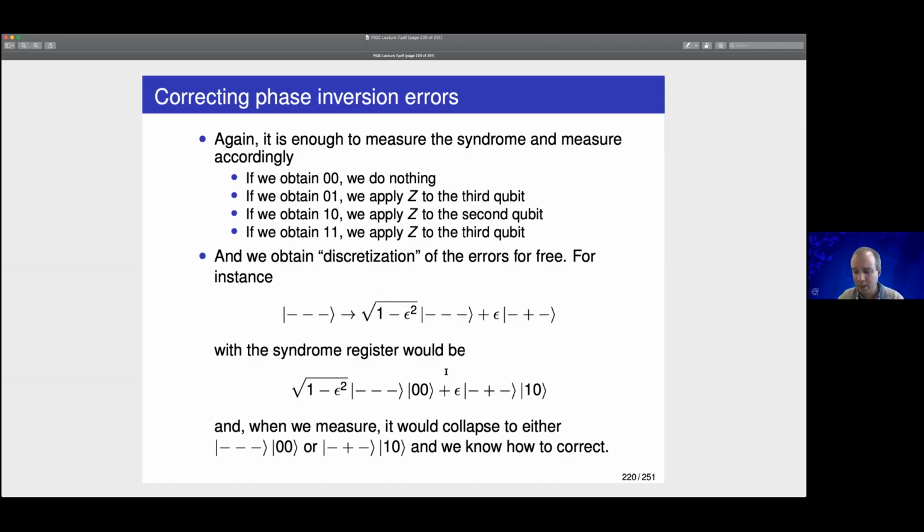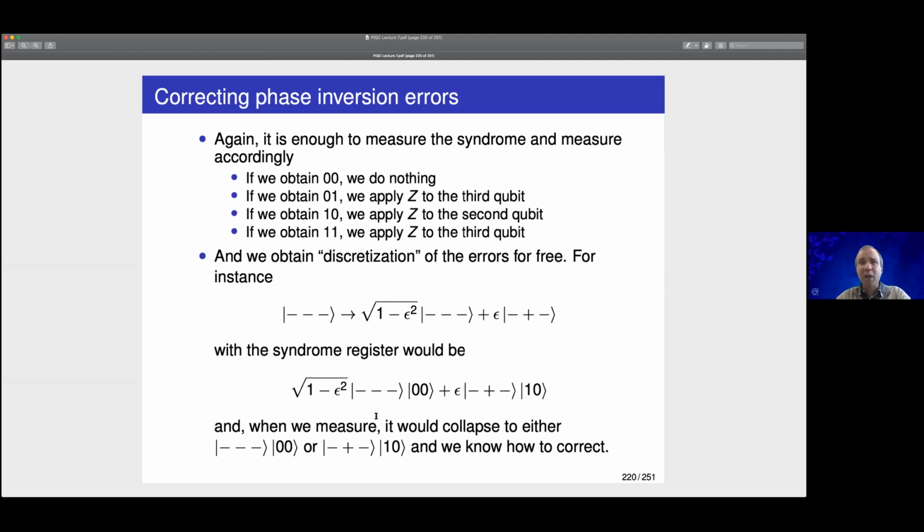And again, of course, in order to correct the error, we take into account the syndrome that we have measured, and then we apply the operation that we need in order to correct that phase inversion that we have. The Z operation is its own inverse, as well as the X operation is its own inverse. So we can apply a Z to cancel the Z that has occurred. If we measure 0, 0, there is no error. If we measure 0, 1, it means that a Z has occurred on the third qubit. So we apply another Z to cancel that on the third qubit, and so on.